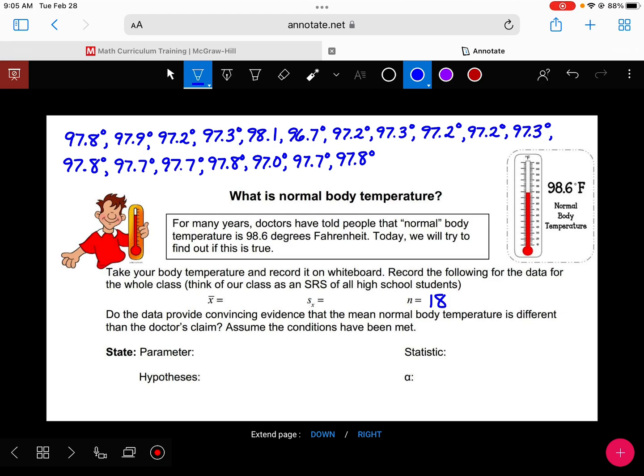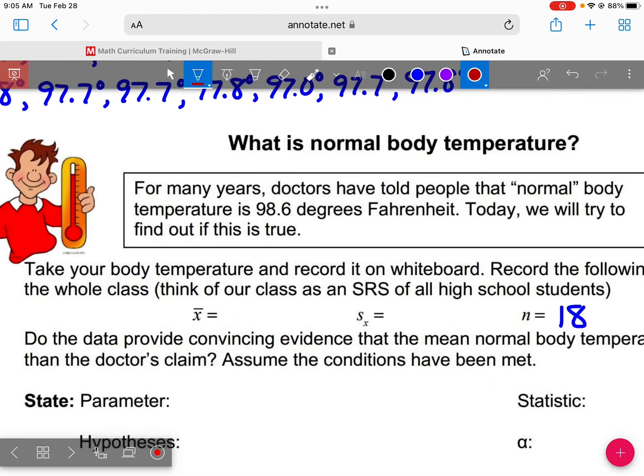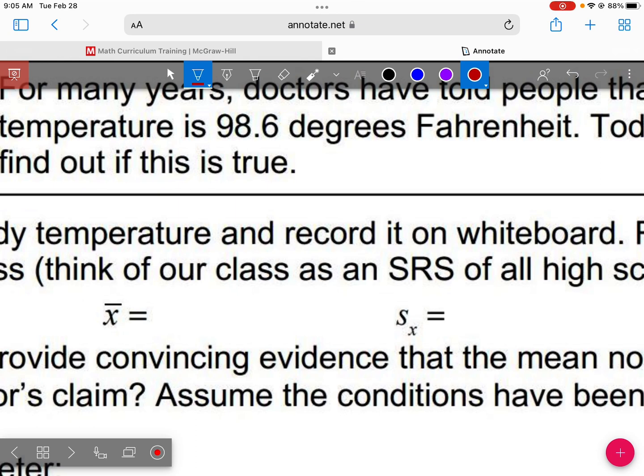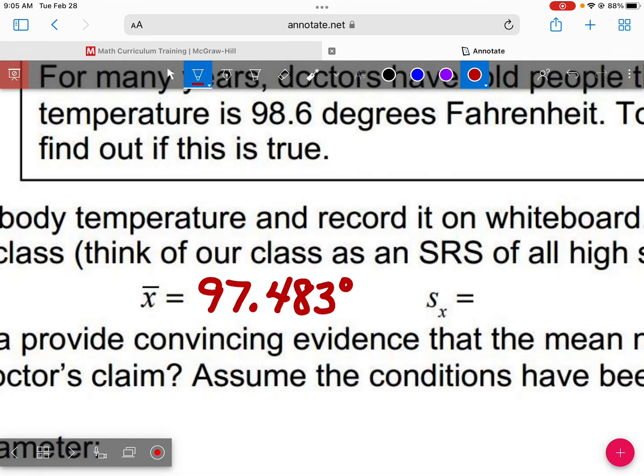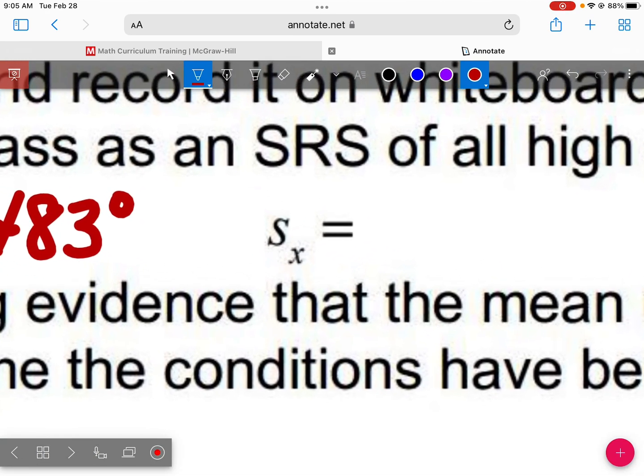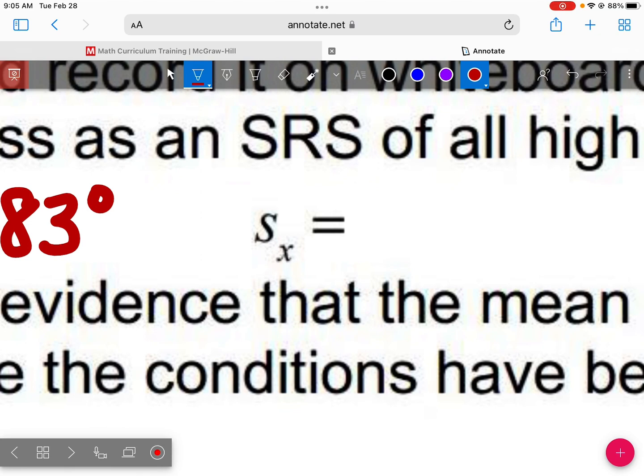Does anybody have a sample mean for me? 97 point, I'm going to take it out to 3 decimal places just so we can see any kind of variation here. 483, let's take it out there. If we round it to just 1 decimal place, 97.5, but I want to see what's going on. Sample standard deviation, Sx: 0.373.